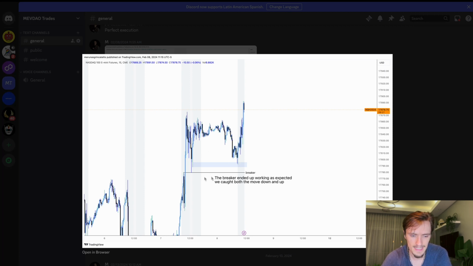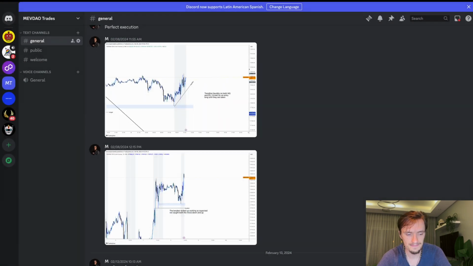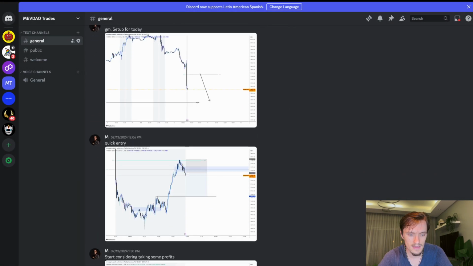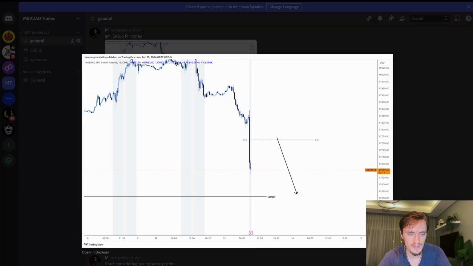Now this one, I didn't take this trade, but that's the one that I showed you before. Price went down and after bouncing on the breaker, it took this high right there. So that's what happened at the end. And yeah, these are some of the ideas right here. You see there's a very clear target down here.